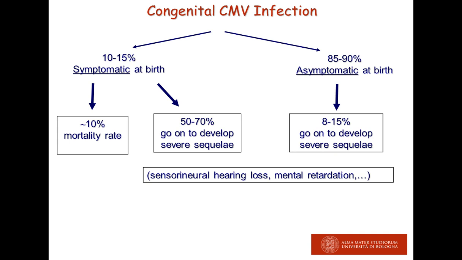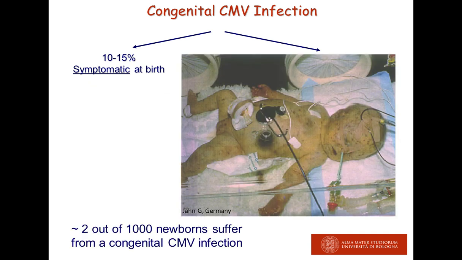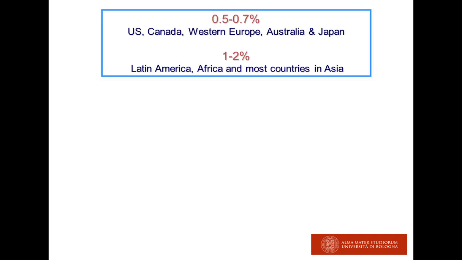Asymptomatic newborns, which we recognize in a percentage between 85 and 90% at birth, are not free of risk. However, from 8 to 15% of them go on to develop severe sequelae. In particular, among the severe sequelae, we recognize sensorineural hearing loss and mental retardation. In general, about 2 out of 1,000 newborns suffer from a congenital CMV infection.